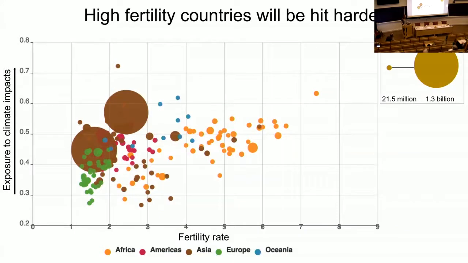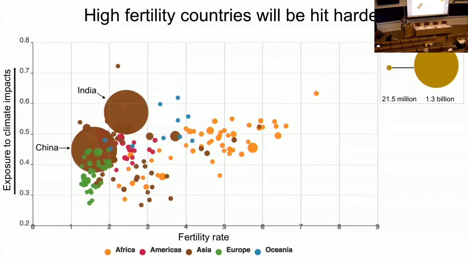change impacts. So here we see the relationship between exposure to climate impacts, so for example, reduced crop yield or reduced groundwater runoff, and fertility rate on the x-axis. The bubbles are a country, and the bubble size is indicating the population size of that country. So you can see the two most populous countries stand out here in this graph, India and China. And you can see that India's large population base is going to be quite exposed to future climate impacts.